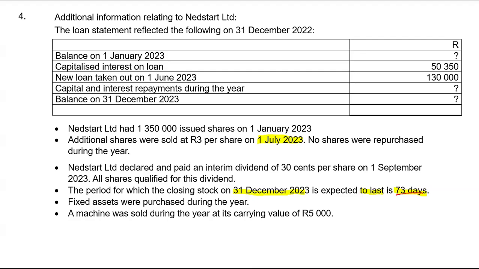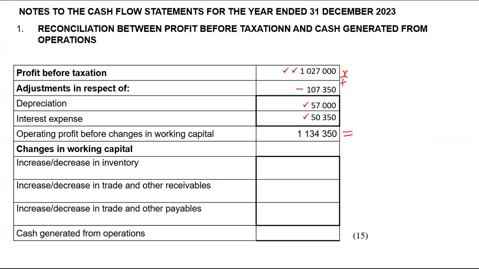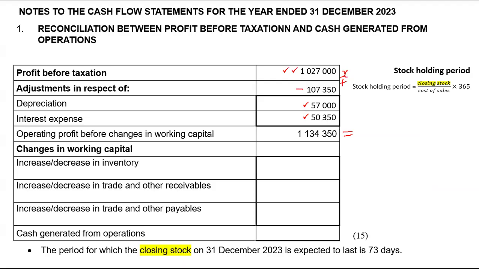Now, when I use my stock holding period formula, I will simply use the value of your closing stock. So your stock holding period will be closing stock divided by cost of sales, multiplied by 360. I don't use average here. This is because they said the period for which the closing stock on the 31st of December is expected to last is 73. So I don't use the weighted average. I'll just use the value of closing stock on the 31st of December, which wasn't given to me, so I'll just write it as X.